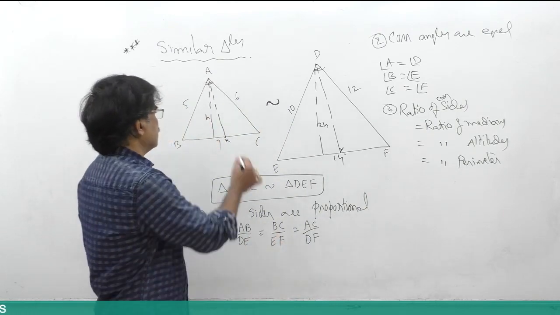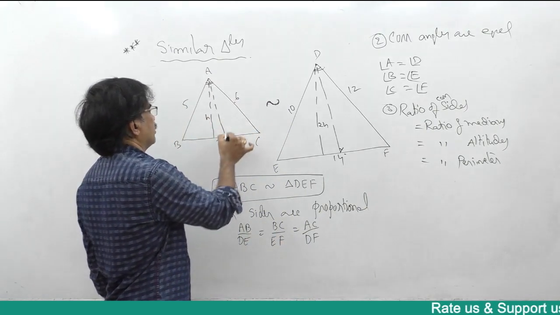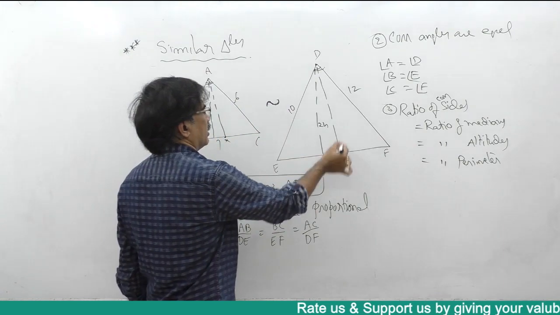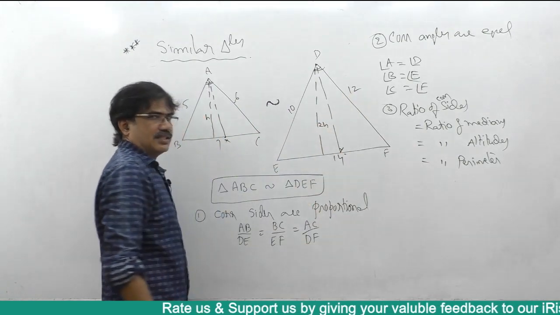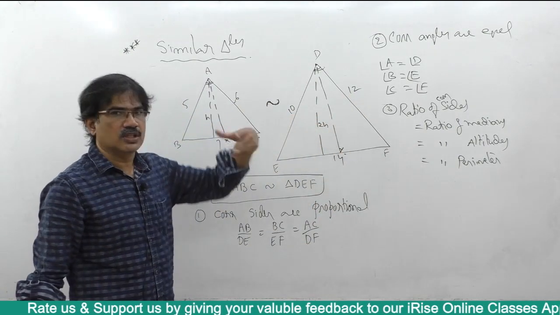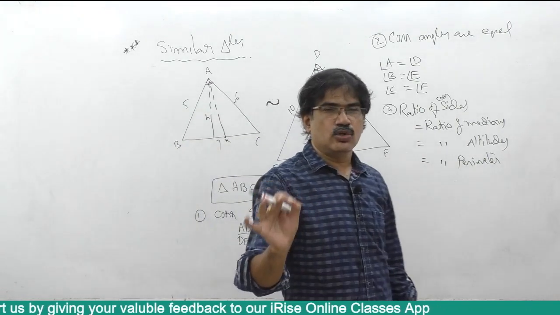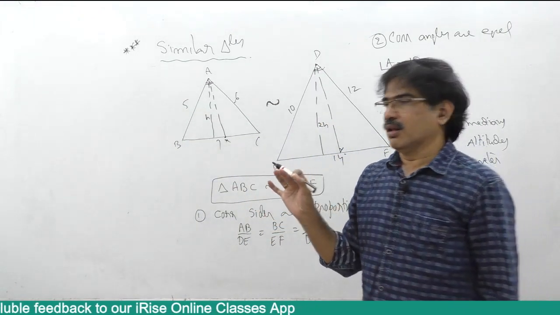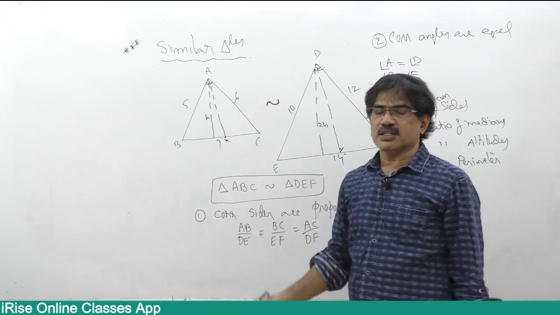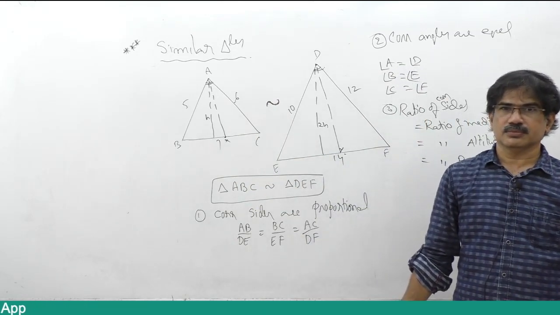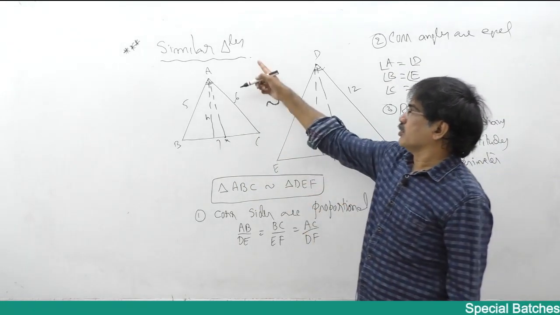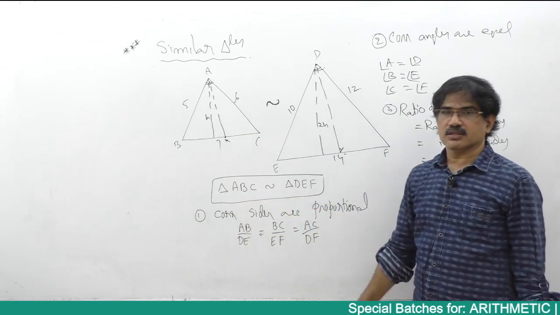Not only this, if you consider this midpoint and this midpoint, draw a line. Here also this midpoint and this midpoint, draw a line segment, and these two are also in the same ratio. Any two corresponding lines or line segments are in the same ratio. That is the importance of similar triangles.